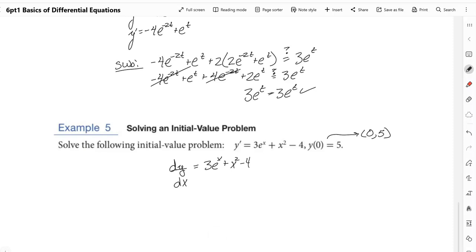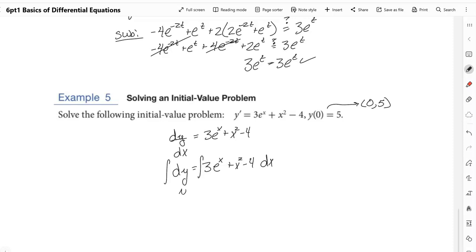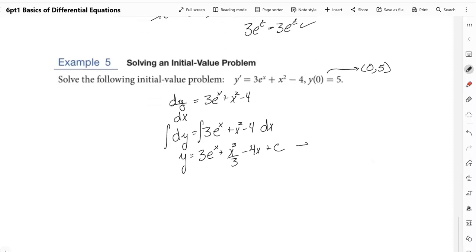We're going to separate the variables. So multiply both sides by dx. And now we're in a form where we can integrate. When I integrate dy, I get y. The right-hand side is going to be 3e to the x plus x cubed over 3 minus 4x plus c. So there's my general solution.